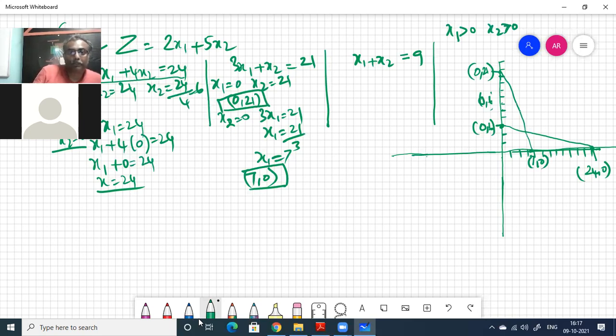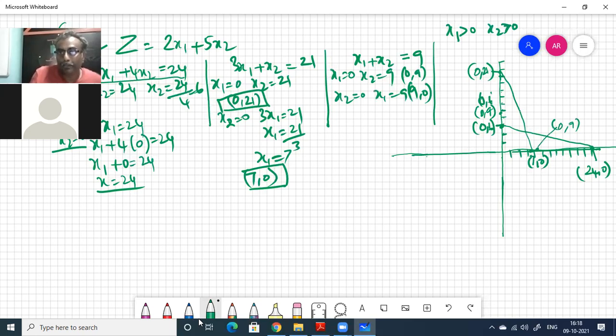Now what is there? x1 plus x2 is equal to 9. You have to find 2 points in order to draw that line. x1 equal to 0, x2 is equal to 9. x2 is equal to 0, x1 equal to 9. So 0, 9 and 9, 0 are the points. 0, 9 will be 2, 4, 6, 8, 9. This is 0, 9. So join this one with this one. Now what do you get? You get this.